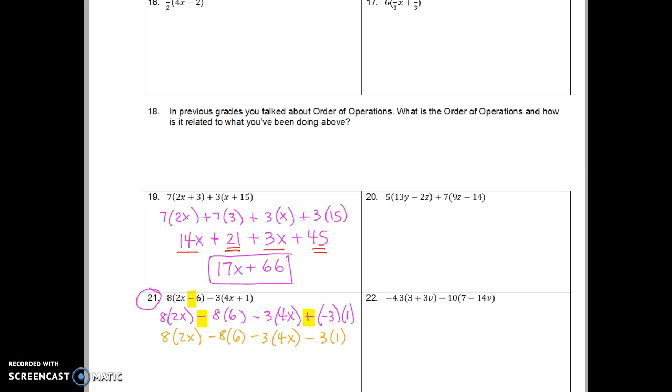All right, so now I'm going to do all of my multiplication, and then I'll collect my like terms. So I have 16x minus 48 minus 12x minus 3. Again, using this underlining system, which makes sure that you don't forget anything, I'm going to underline my 2x terms, because they're like terms, with 1 line. I'm going to underline my constants with 2 lines. And then I can solve this problem in my head mentally.